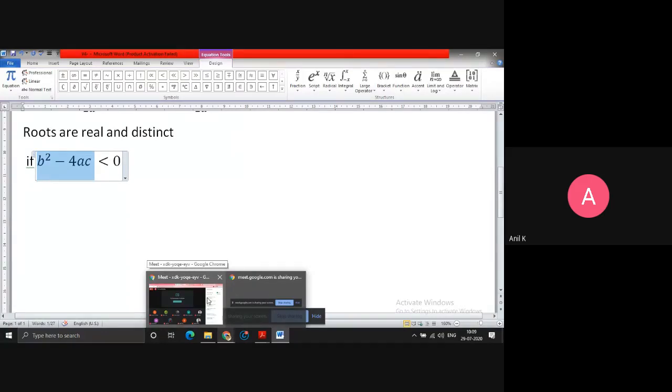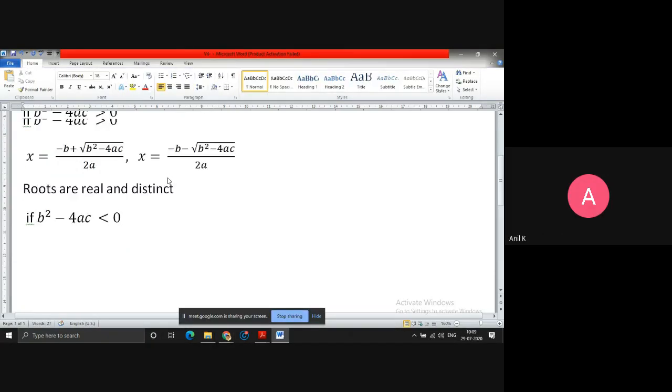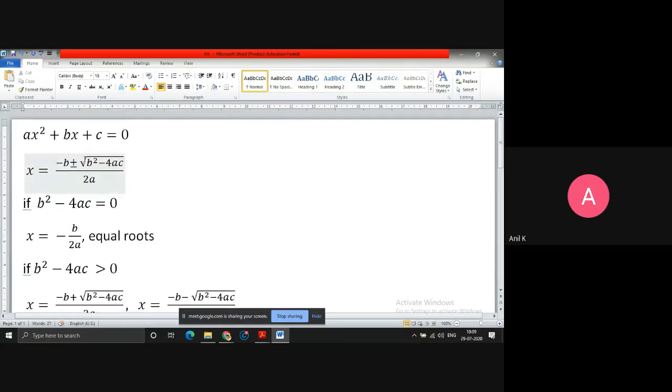If it is greater than 0, I said it is a positive number. It would be a negative number. So if it is a negative number, that means under root you have a negative number. Do we know how to solve under root negative numbers? Till now, in any of the previous classes, did you learn how to solve the root of negative numbers? Anyone?